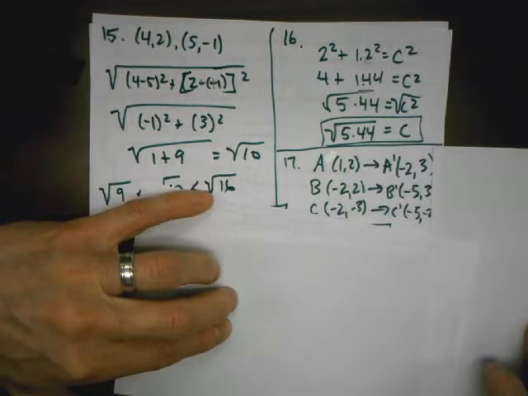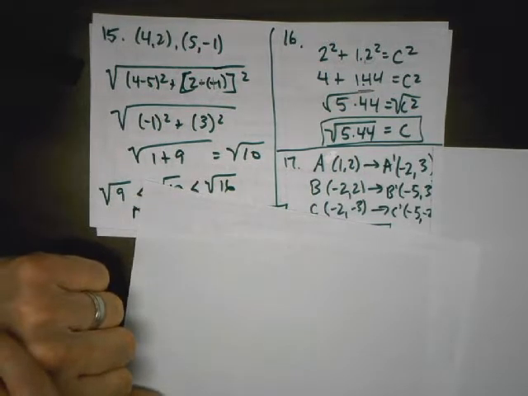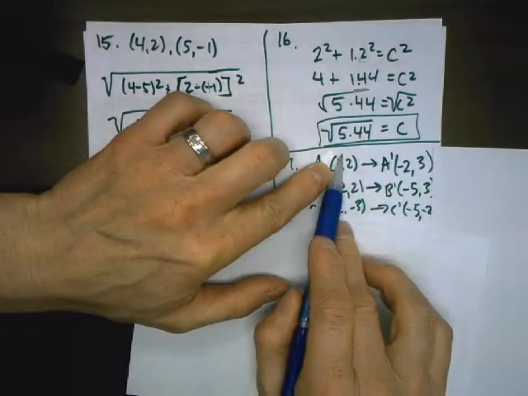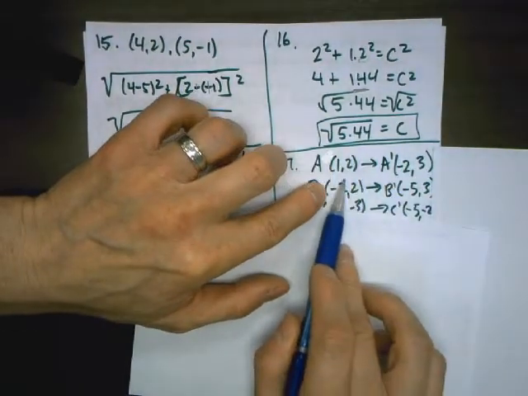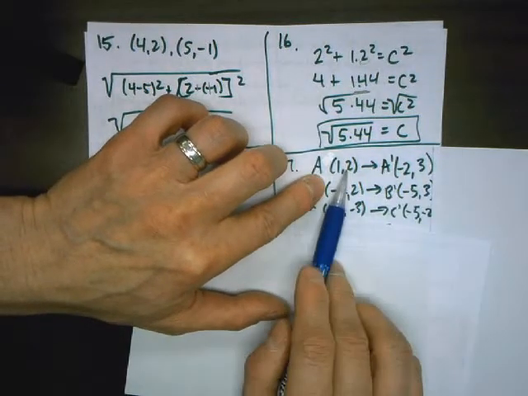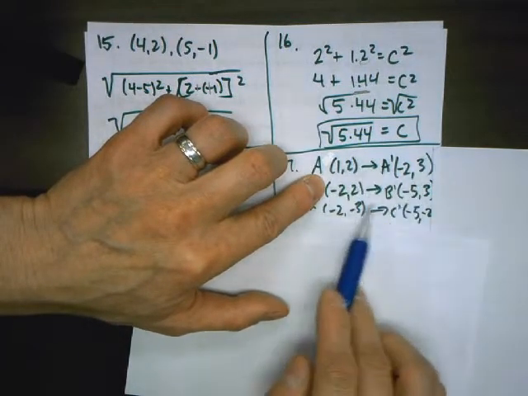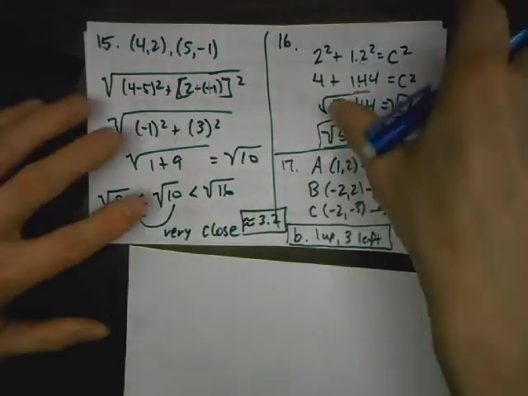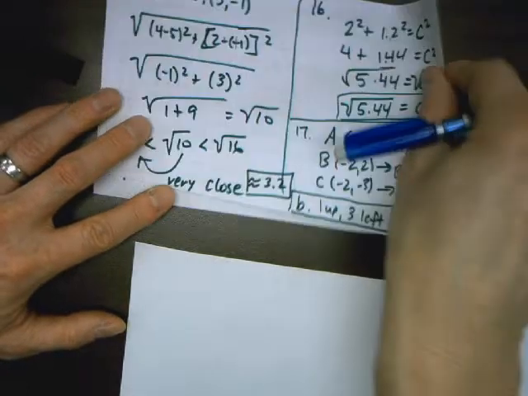17, we have these points over here. They are transformed to these points over here, and it says what transformation occurred. Okay, well, I'm looking at this, and I see that this one went down 3, this one went down 3, and this one went down 3. So I know it went to the left 3. My y's went up 1, up 1, up 1. Up 1 means rise 1, so 1 up, 3 to the left is the translation that happened.